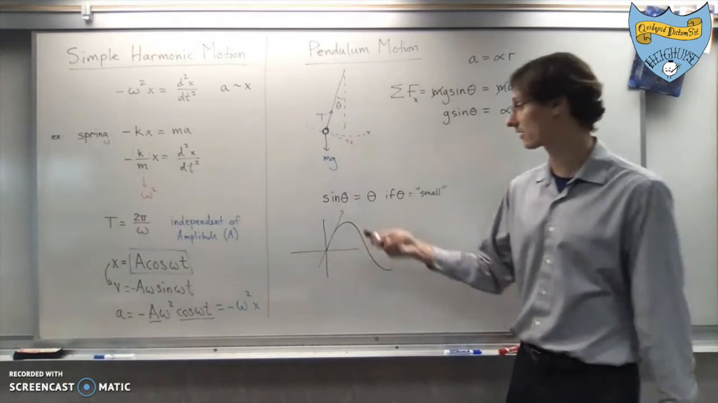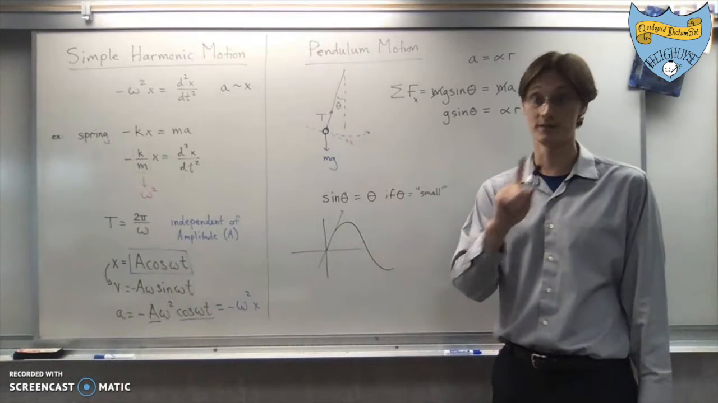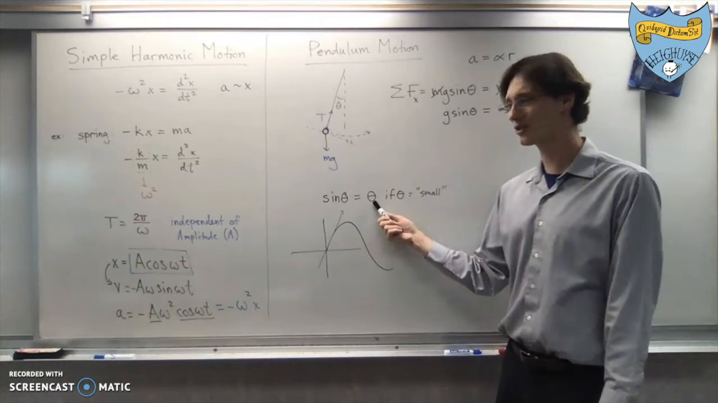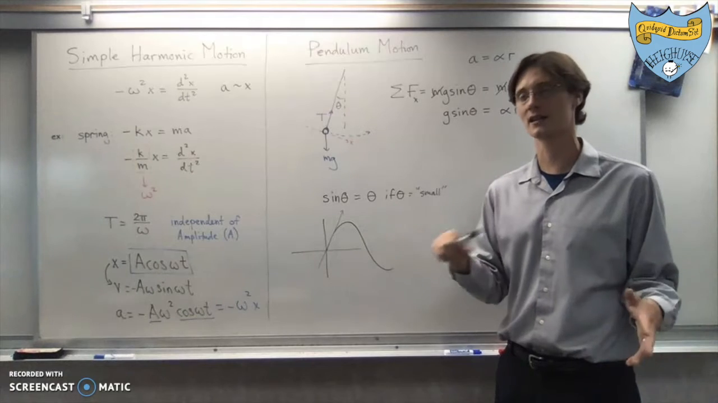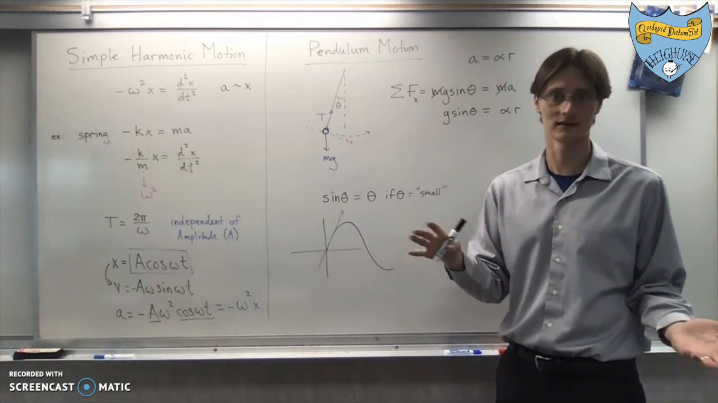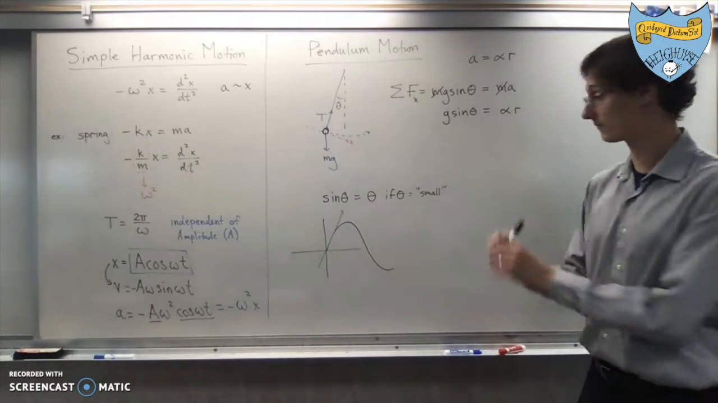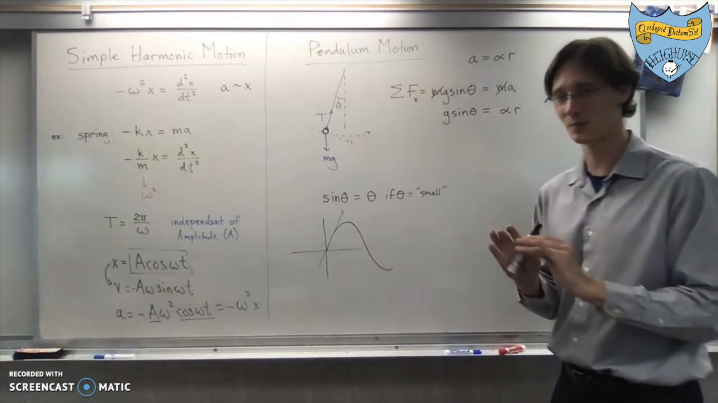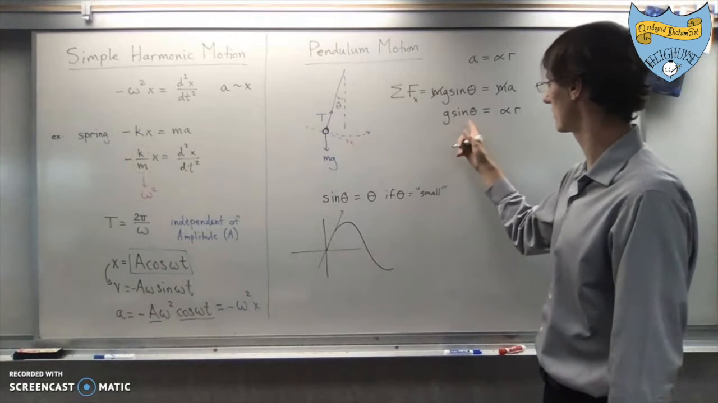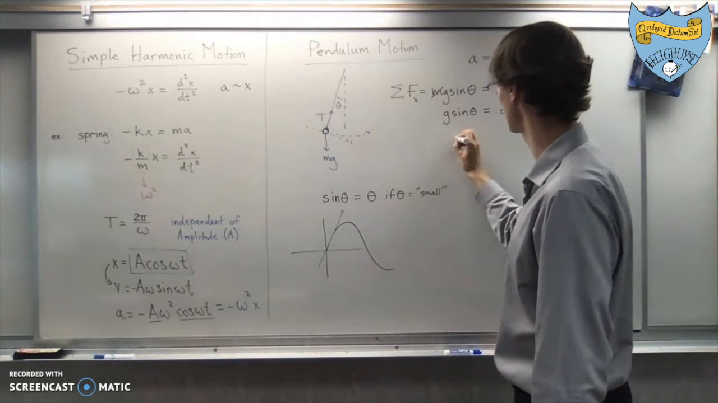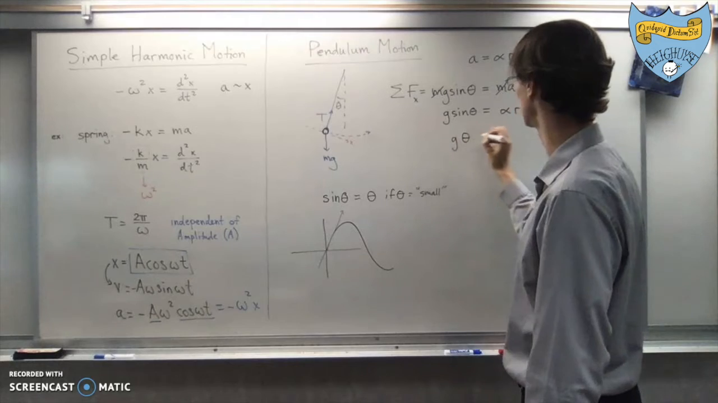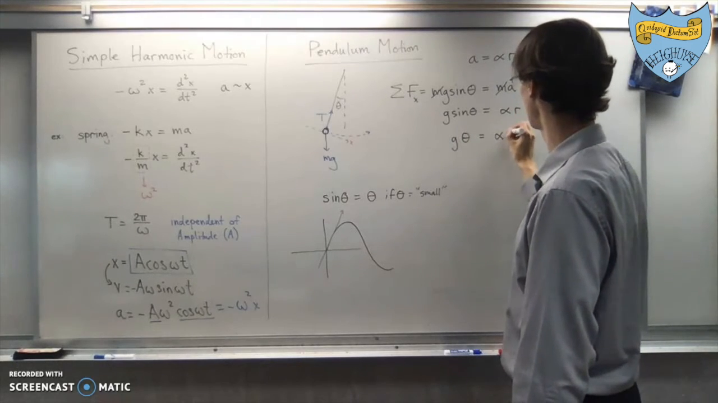You can try it if you like. Go ahead and type in sine of 0.1. Make sure you're in radian mode. And you should get about 0.1. It's like 0.099, but it's basically 0.1. And if we can say that sine of theta is basically equal to theta, that allows us to do something up here, which is just make it say g theta equals alpha r.